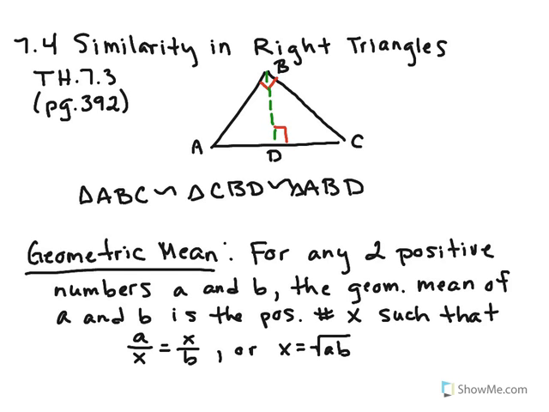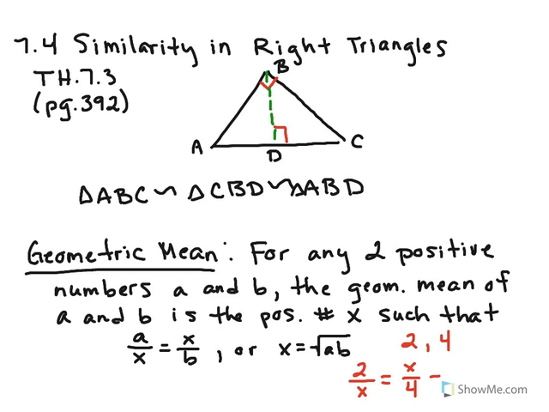Okay, that's a lot of information. Let's take a look at a little example down here at the bottom. Let's say I wanted to know the geometric mean of two numbers. We're going to do 2 and 4. Let's find the geometric mean of those two numbers. So we can have 2 represent A and 4 represent B, or vice versa. It's not going to matter. We're going to get the same exact answer. So I'm going to write 2 over x equals x over 4.